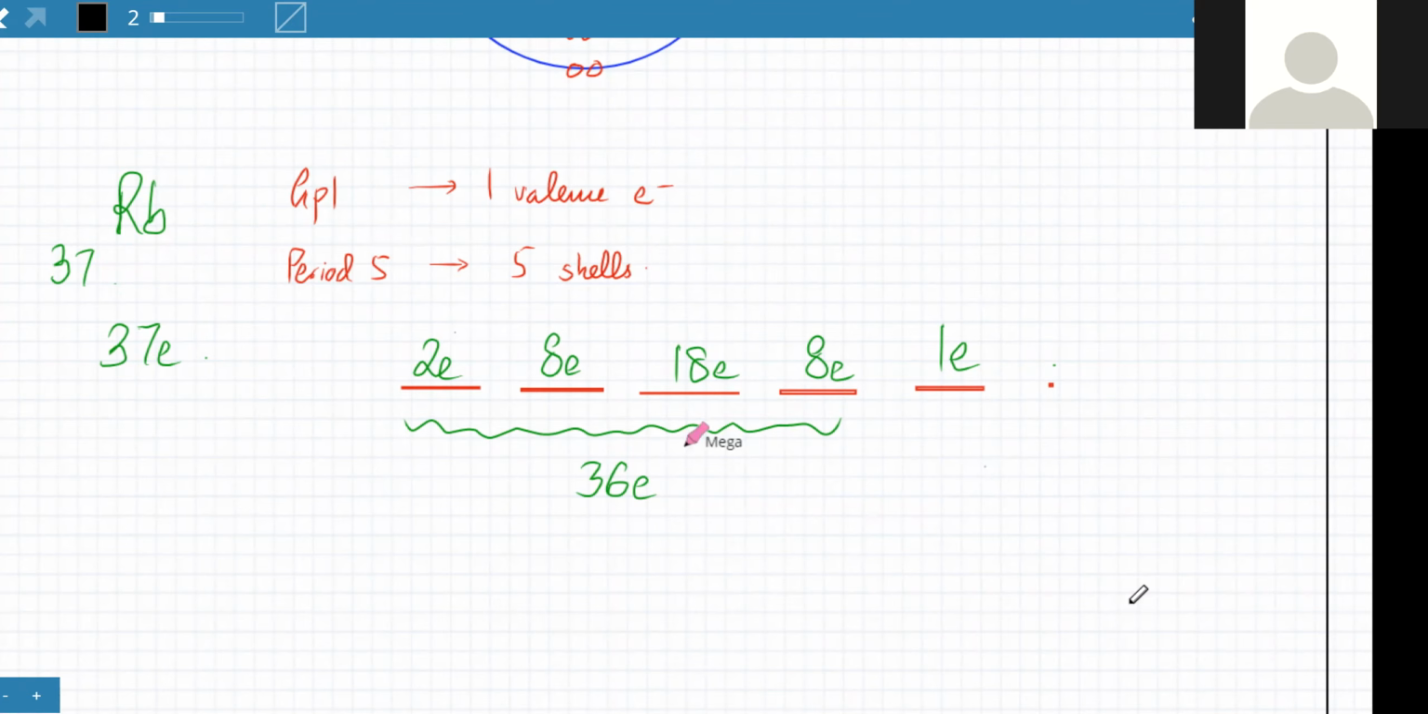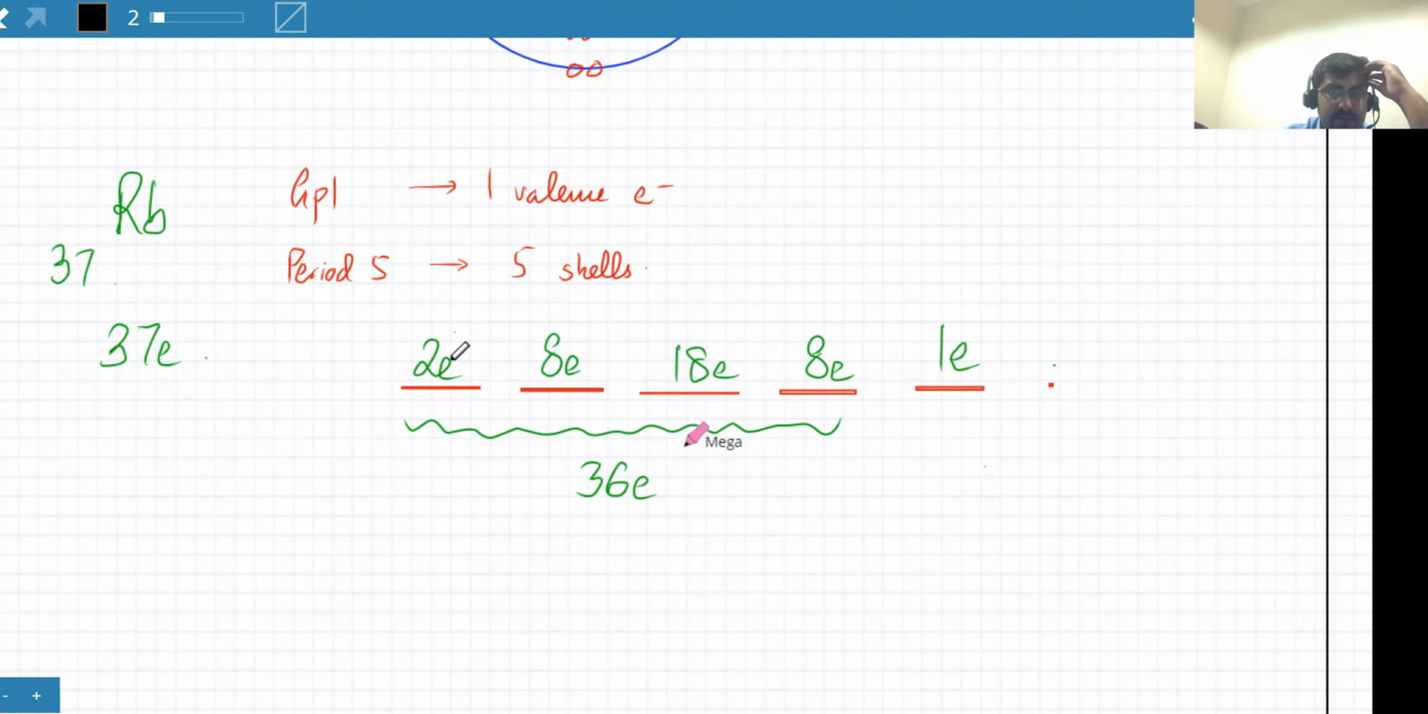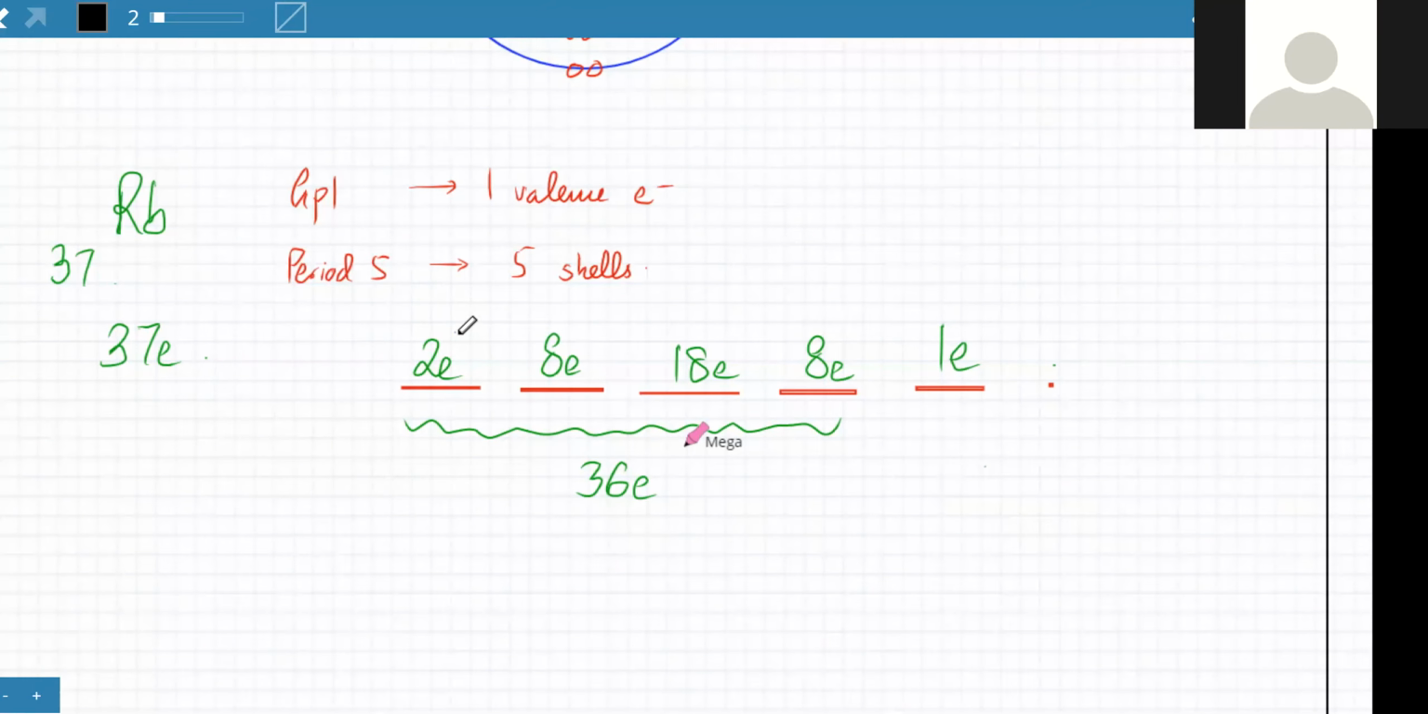Sir, I just have a question. Is it all right that the fourth shell isn't completely occupied? Because there's a fifth shell as well. You're talking about this one? Please, sir. You always fill this one first.